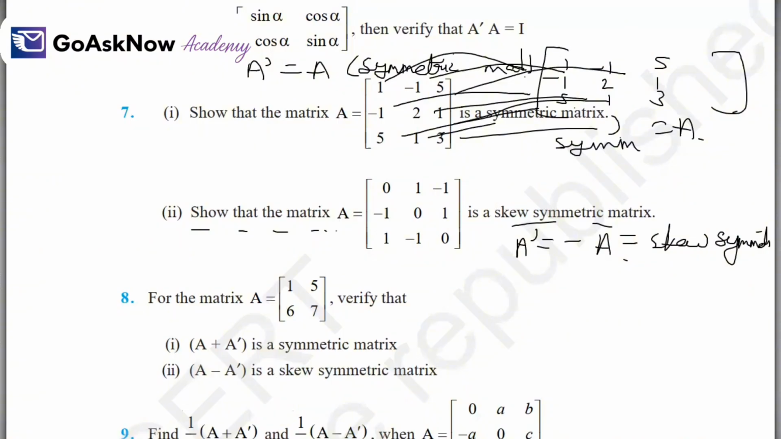Okay, so let's move to the eighth question. For the matrix A that is equal to 1 5 6 7, verify that A plus A dash is a symmetric matrix, A minus A dash is a skew symmetric matrix. So that also we have done today, that A plus A dash is always a symmetric matrix and A minus A dash is a skew symmetric. This is covered in the previous lecture also, so you can go and watch there. So I will not solve this question because this is a simple one. You just find out these values and you will find out that these are symmetric and skew symmetric respectively. Okay. So let's see the next question.